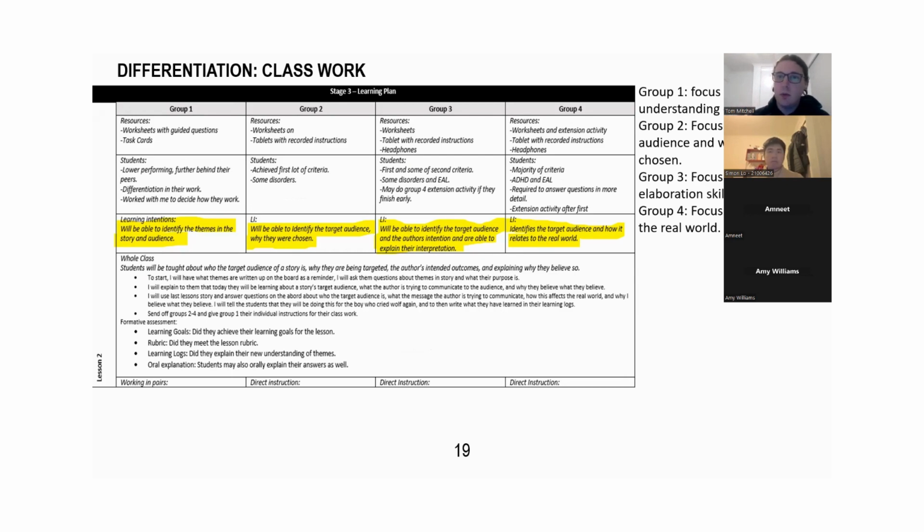So as we said, Group 1s will focus on understanding of themes. Group 2 focus on target audience and why they were chosen. Group 3 focus on their elaboration skills, and Group 4 will focus on relating to the real world. This is, again, to focus on their acquiring skills and learning and not just what they do or don't know.